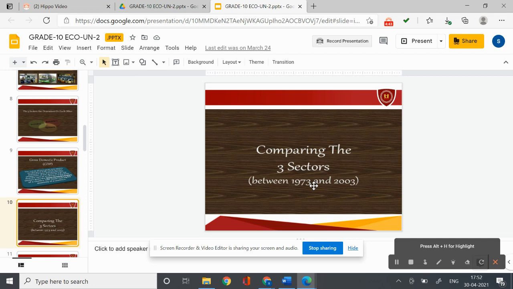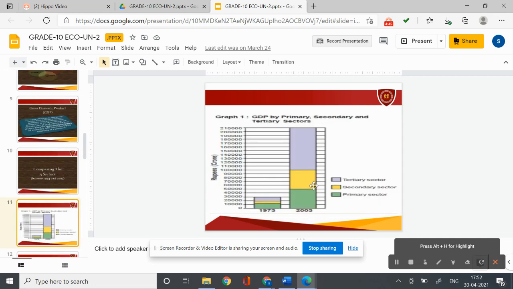Here we can see the graph showing the GDP by primary, secondary and tertiary sector. In 1973, GDP in tertiary sector is less, very less in secondary sector, and more in primary sector. Whereas in 2003, we find more in tertiary sector, and secondary and primary sector are roughly equal.